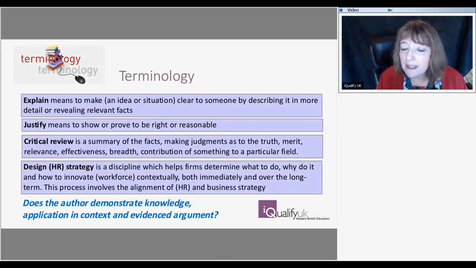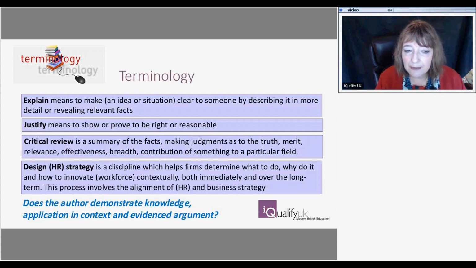So the next one is designing an HR strategy. Design is actually the key word, but it's in the context of an HR strategy. So remember, this is not about personnel matters. This is about people within organisations and developing a strategy that can align. It's a discipline that helps firms determine what to do, why do it, and how to innovate the workforce, contextually, both immediately and over the long term. This process involves the alignment of HR and business strategy. So our focus is HR, but it's designing strategy.